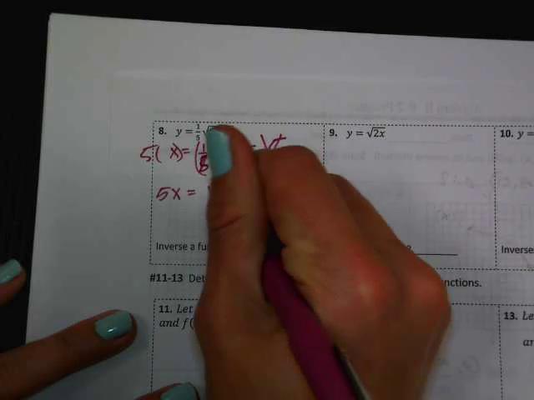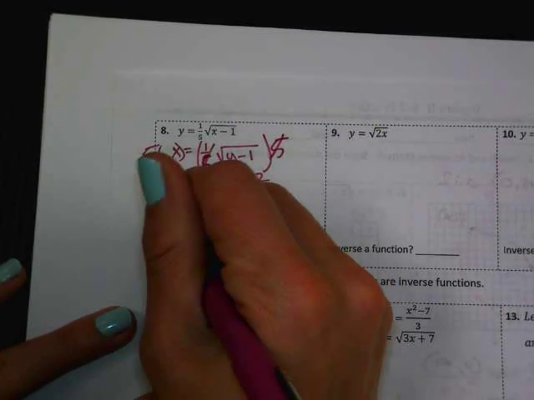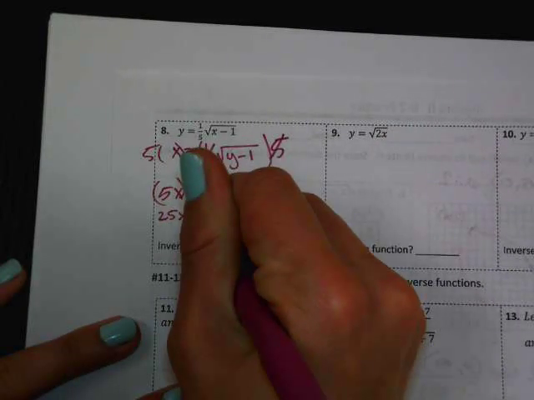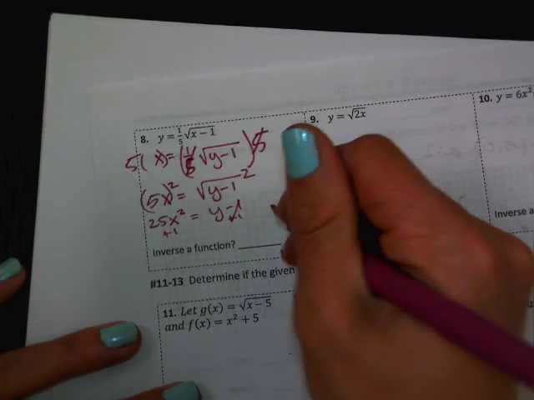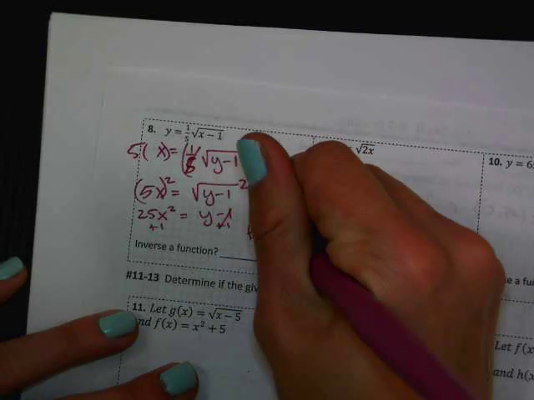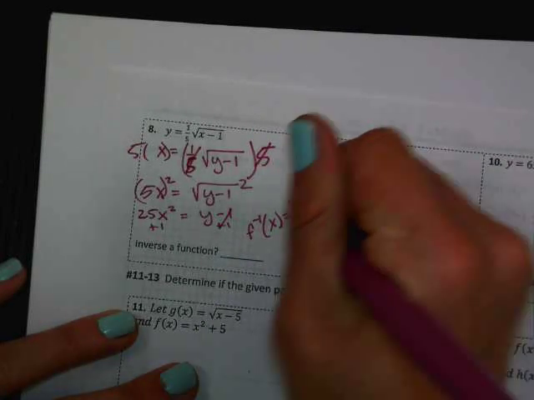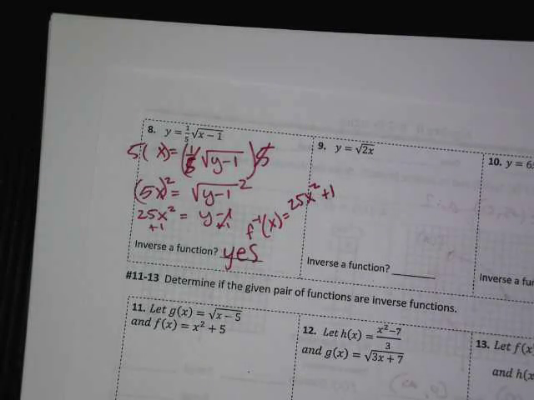5x equals the square root of y minus 1. Square. So make sure you square both of those guys. 25x squared equals y minus 1. Add 1, add 1. And so then your inverse is 25x squared plus 1. And yes, it's a function. Only time it's not going to be a function is if you get the plus minus sign.